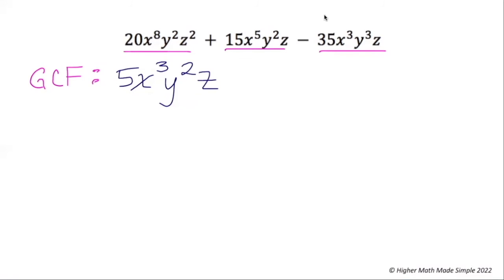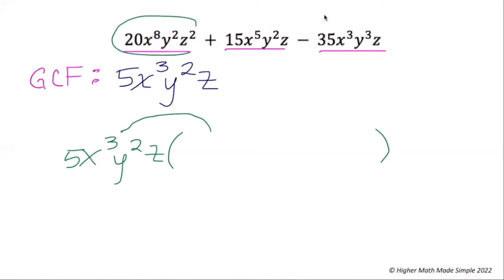Okay, so now we figured out what the greatest common factor is. So it's time to do the reverse distributive property. We're going to write the greatest common factor on the outside, and we're going to do it step by step. So this GCF times what gives me the first term? Well, 5 times 4 gives me 20. X to the third times what gives me x to the 8th? x to the 5th. So remember, we are adding exponents here. 3 plus 5 gives me 8.